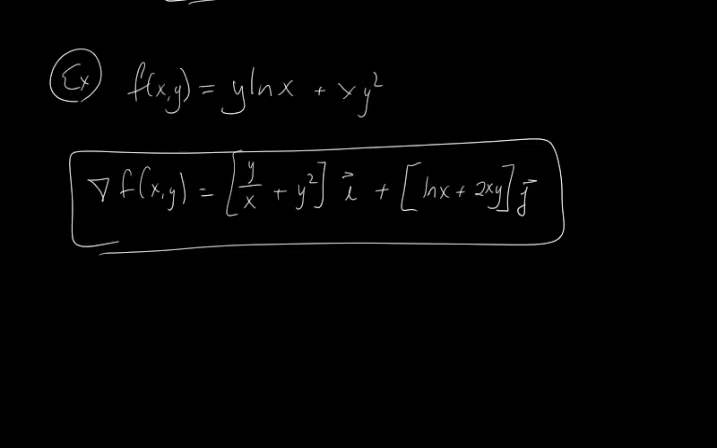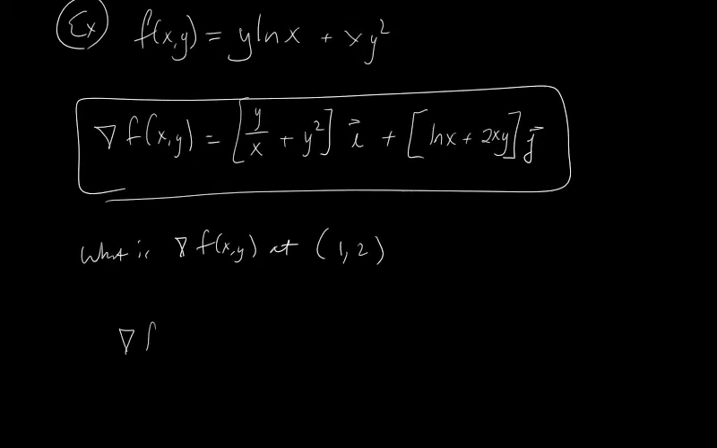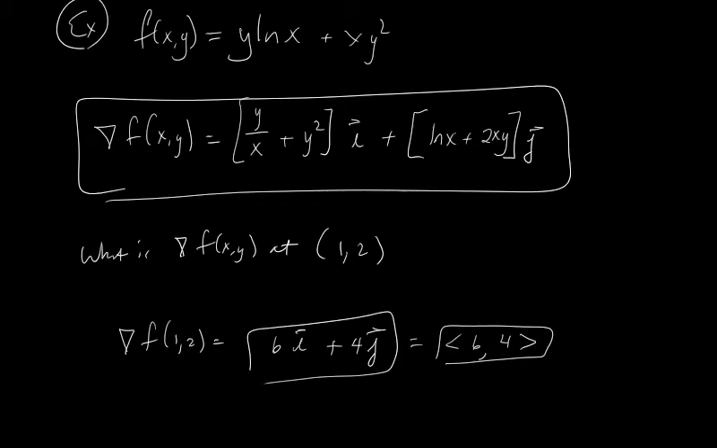Now, if I want to know the gradient at a specific point, so what is the gradient of f of x, y at the point, say, (1, 2) again, then I just plug in those values. So that's going to be equal to 2 plus 4, so that's 6 in the i direction, plus ln of 1 is 0, and 2 times 1 times 2 is 4. So 6i plus 4j, or in component form, just the vector (6, 4). Either of those is acceptable.